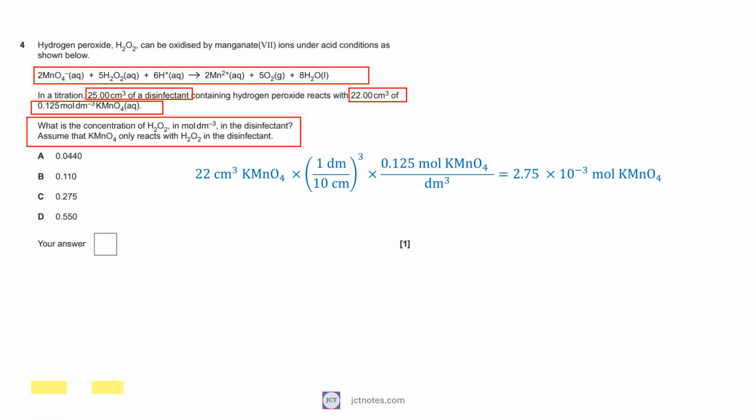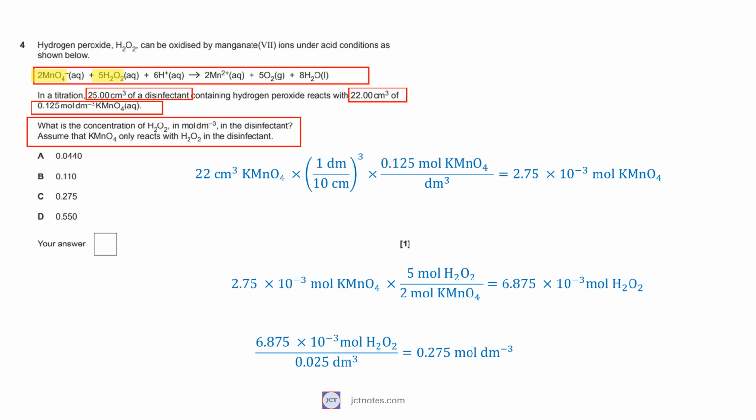From the stoichiometry of the equation, we know that 2 moles of potassium permanganate react with 5 moles of hydrogen peroxide. Therefore, the 2.75 multiplied by 10 to the power of minus 3 mole of potassium permanganate that we have reacts with 6.875 multiplied by 10 to the power of minus 3 mole of hydrogen peroxide. As these were in 25 cubic centimeters, or 0.025 cubic decimeters, the concentration is 0.275 molar. The answer is C.